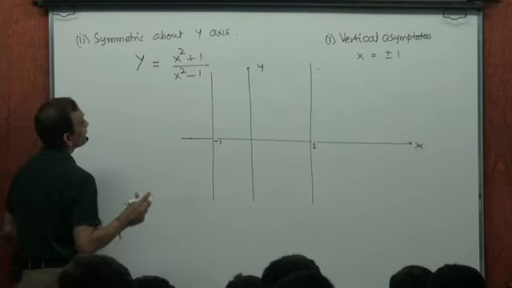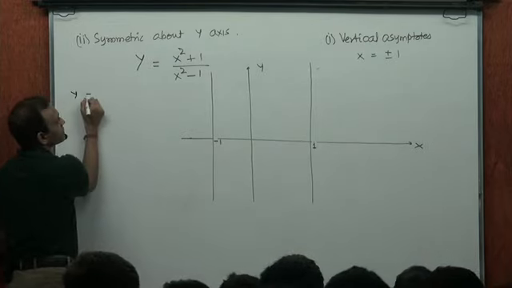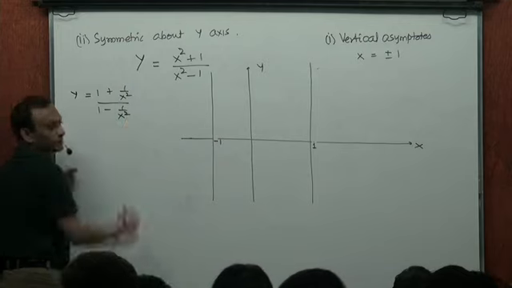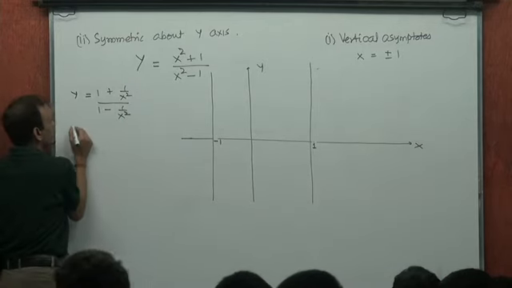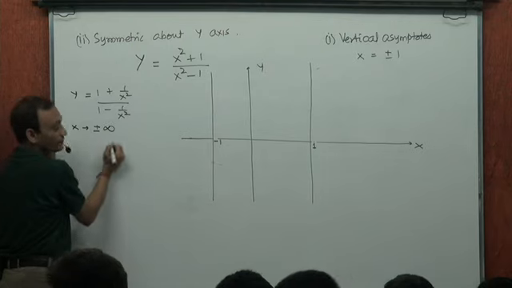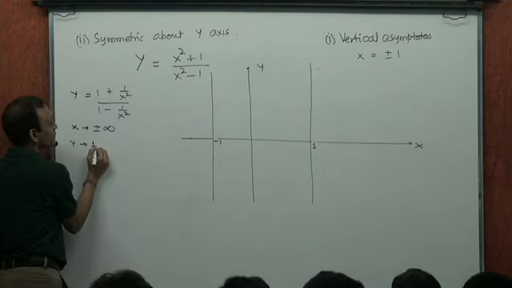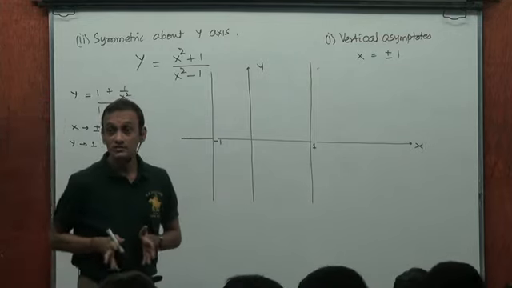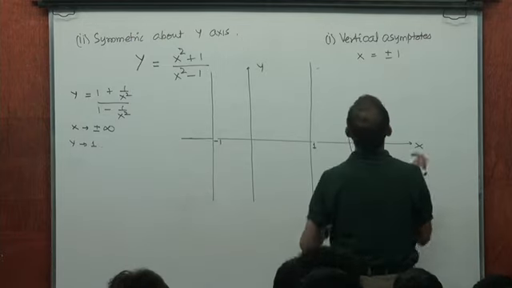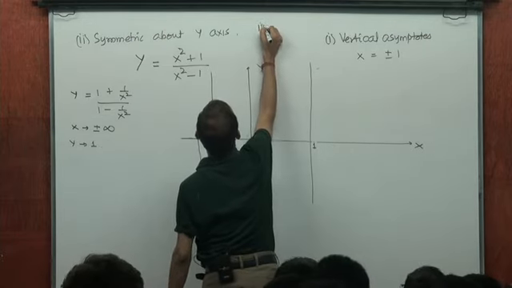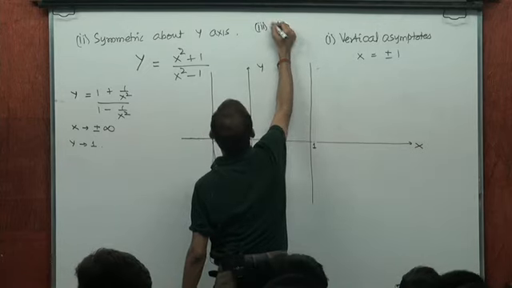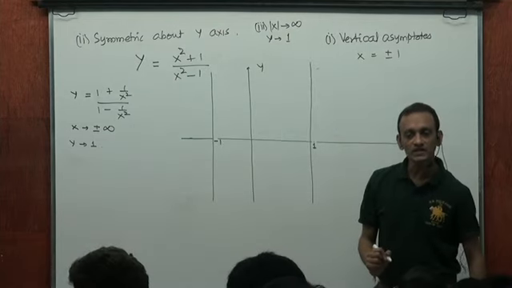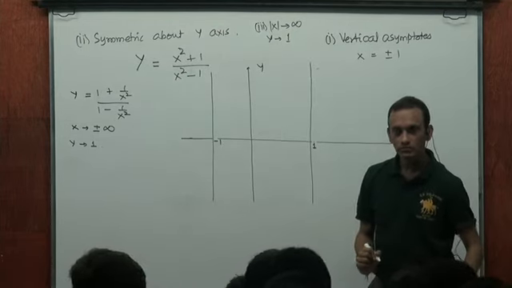Also, realize that y could have been written as 1 plus 1 by x squared minus 1. Right? So, as x tends to plus minus infinity, y tends to 1. Let me just state that somewhere: as mod x tends to infinity, y tends to 1. That's evident from here? Yes or no?